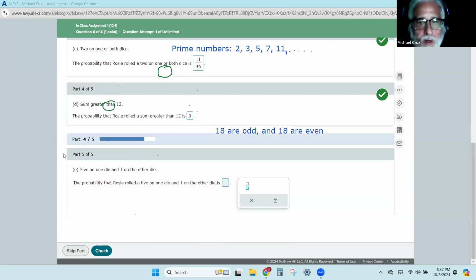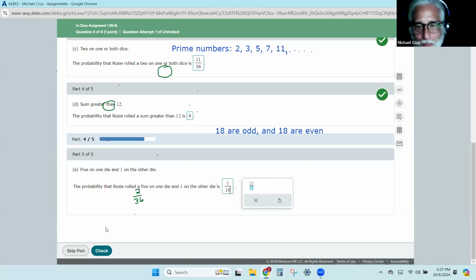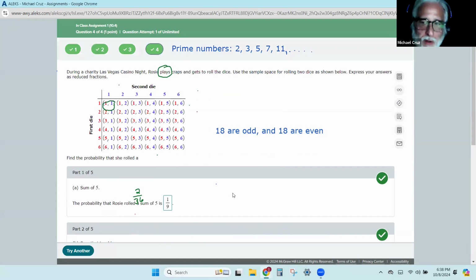So this last one is 2 over 36, which is 1/18. So there we go. I wanted to go through these like ALEKS type problems that you'll be having. And on Thursday, I'm going to give you a little evaluation like this. So be prepared for that, for the first half hour of class.